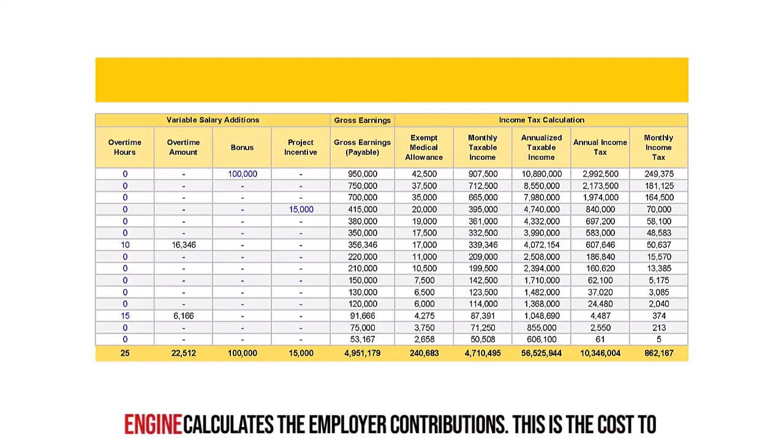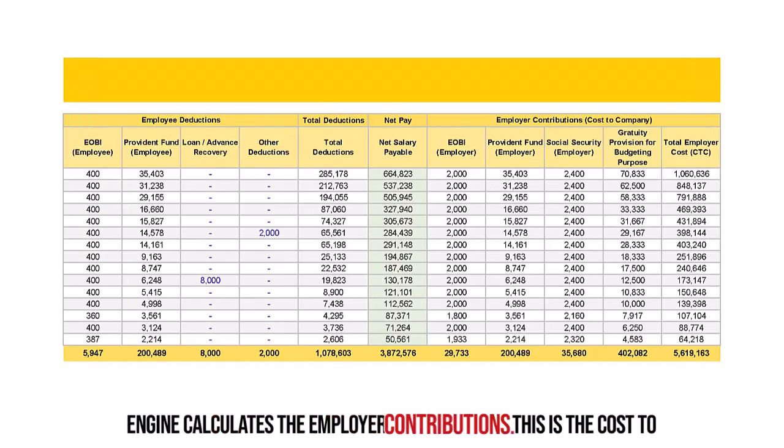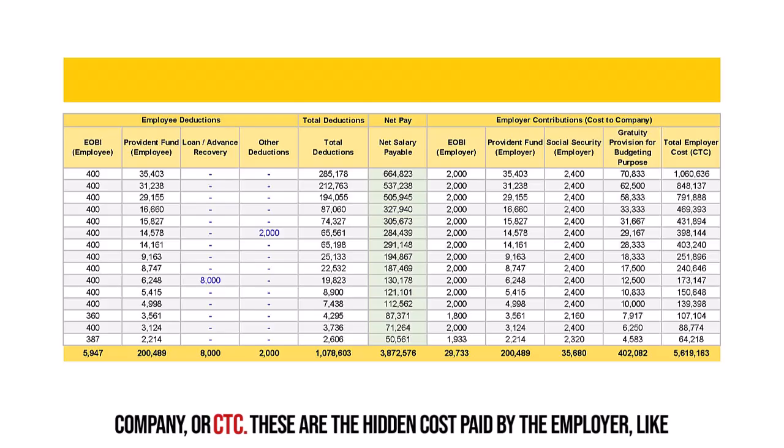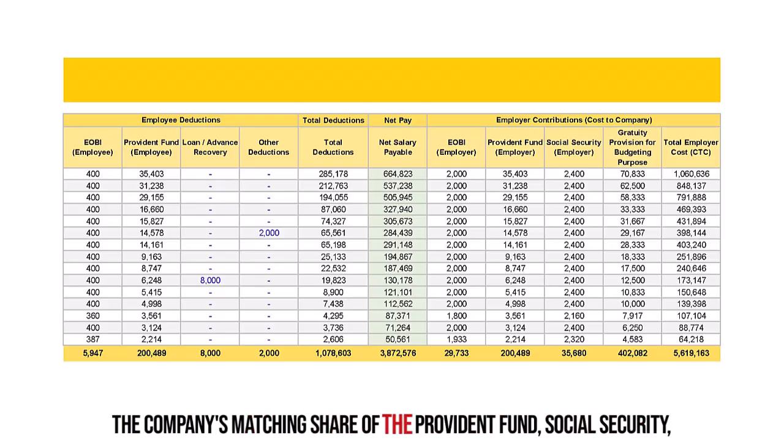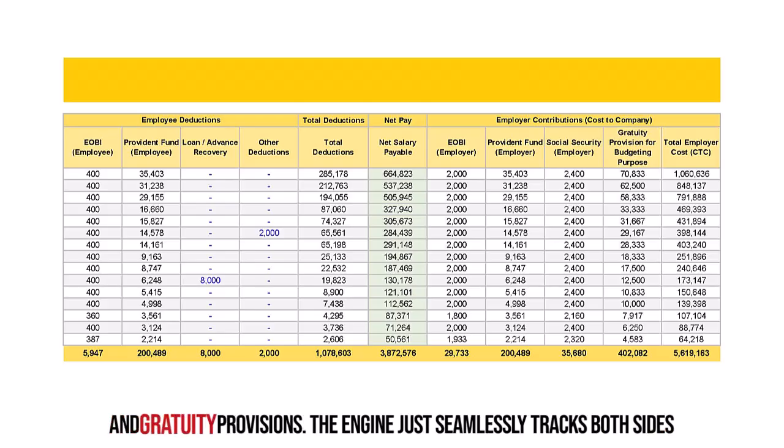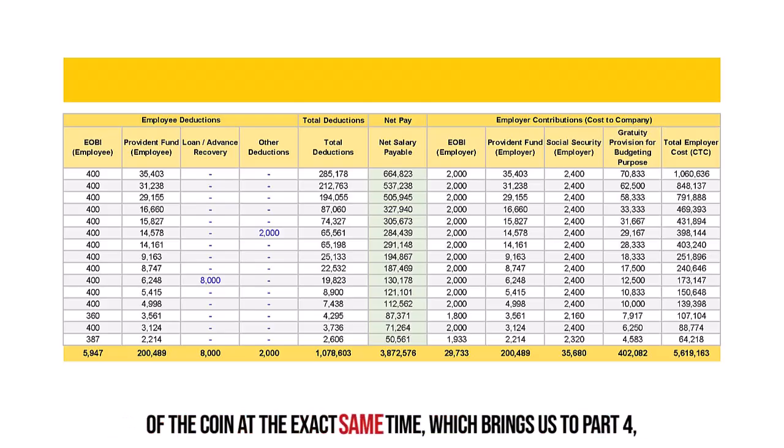But simultaneously, the engine calculates the employer contributions. This is the cost to company, or CTC. These are the hidden costs paid by the employer, like the company's matching share of the Provident Fund, Social Security, and gratuity provisions. The engine just seamlessly tracks both sides of the coin at the exact same time.